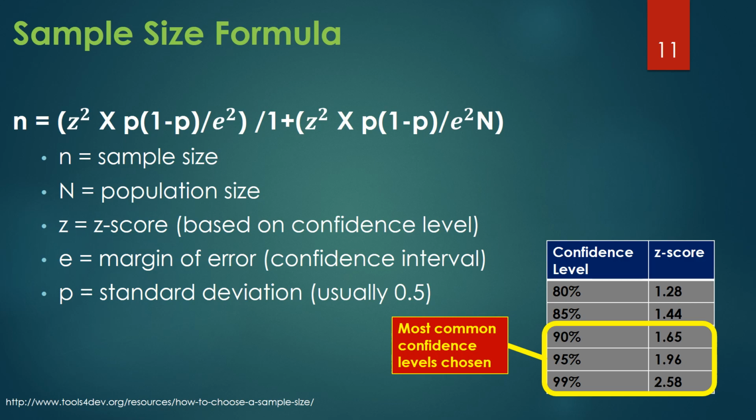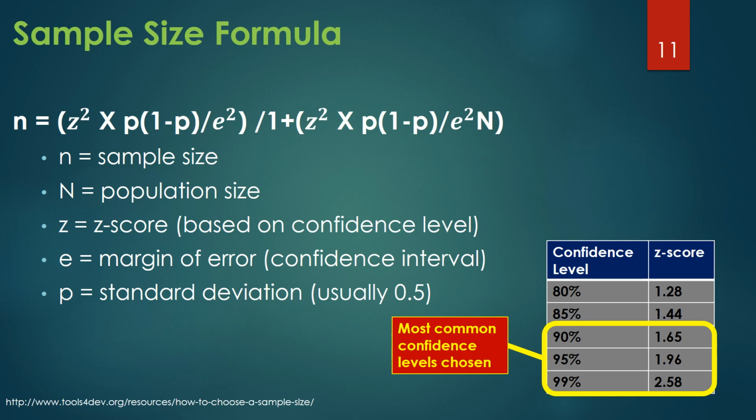The E value is the margin of error wished in the result. It is also known as the confidence interval, or CI, expressed as plus or minus a percentage, like plus or minus 3%, or plus or minus 5%, etc. The E value determines how close the sample result will be to the true population value.